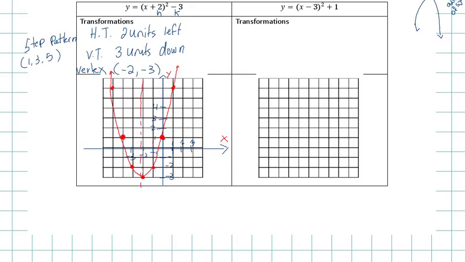So you're going to do exactly the same thing with this equation. You're going to list the transformation, vertex, step pattern, graph. Okay? Try it. Match with the person sitting next to you or in front of you or on your left, on your right, whatever. And then we will take it up.